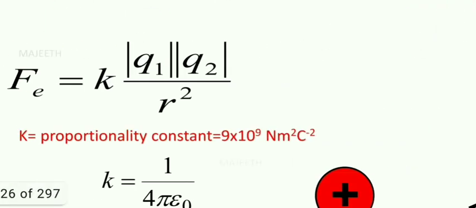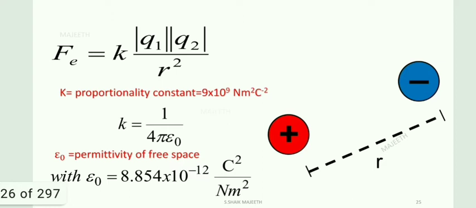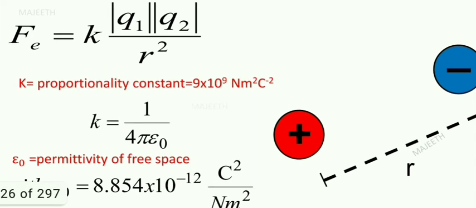Now we study the constant K. K is known as the proportionality constant, and its value is 9 into 10 power 9 Newton meter square by Coulomb square. It is C power minus 2. The expression for K is 1 by 4 pi epsilon naught, where epsilon naught is the permittivity of free space. Epsilon naught value is 8.854 into 10 power minus 12 Coulomb squared by Newton meter square. In the exam, they won't give the K value. We have to remember that value and use it when they ask the problem. So please memorize the K value.